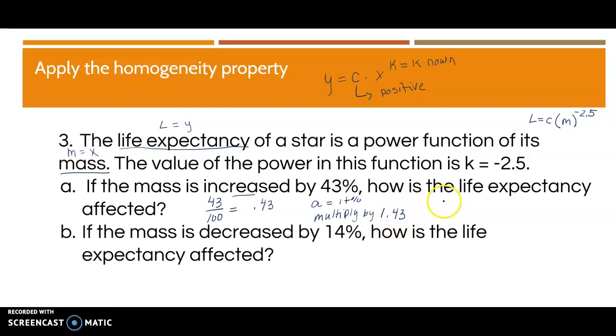So that means that I want to figure out life expectancy. I have this constant. I'm multiplying the mass by 1.43 to have a 43% increase. And then I have this exponent of negative 2.5. So the impact of this multiplication is going to be 1.43 to the negative 2.5 power. And so I'll go to my calculator and type that in. And when I type that in, I get 0.4089.